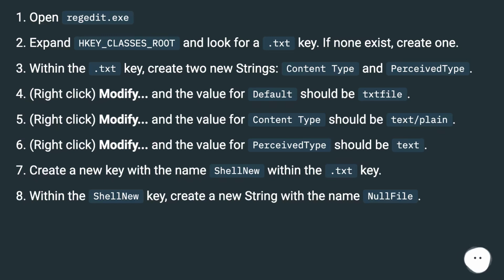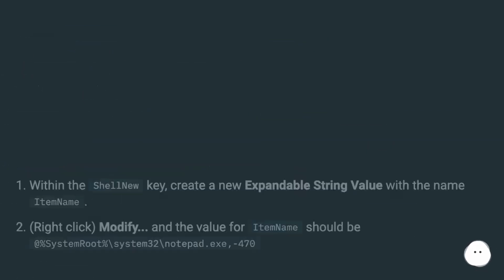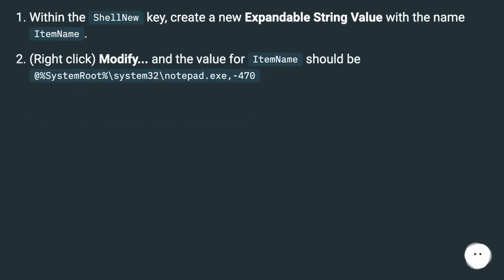Create a new key with the name ShellNew within the .txt key. Within the ShellNew key, create a new string with the name NullFile. Within the ShellNew key, create a new expandable string value with the name ItemName, right-click, modify, and the value for ItemName should be @%SystemRoot%\system32\notepad.exe,-470.